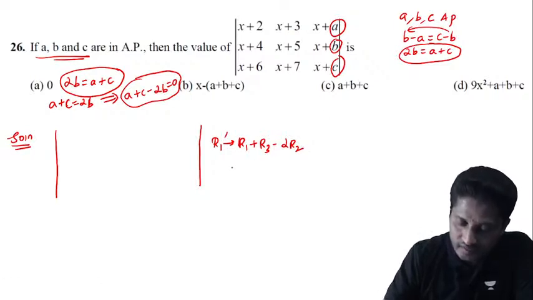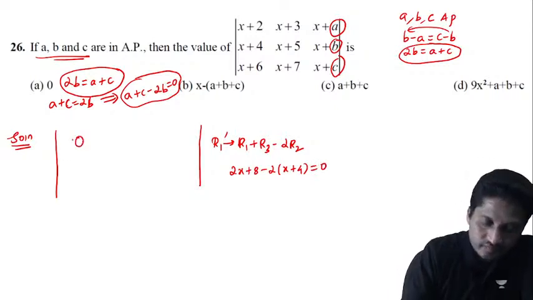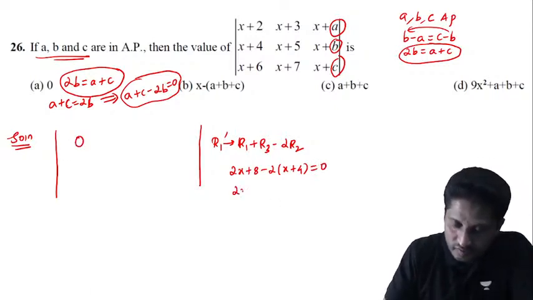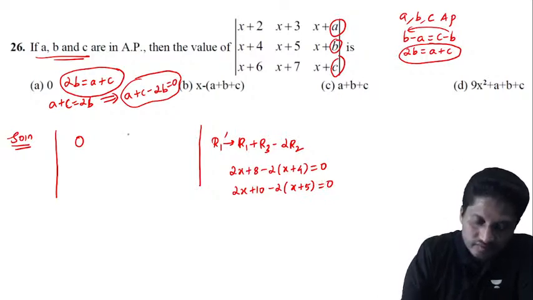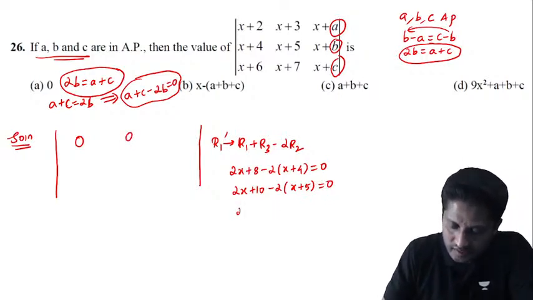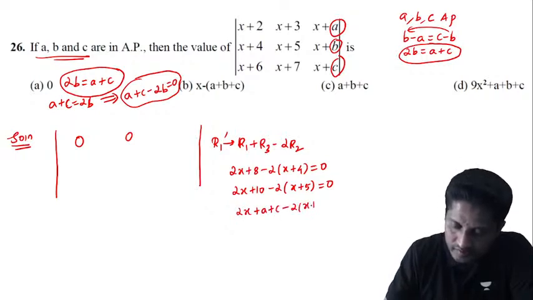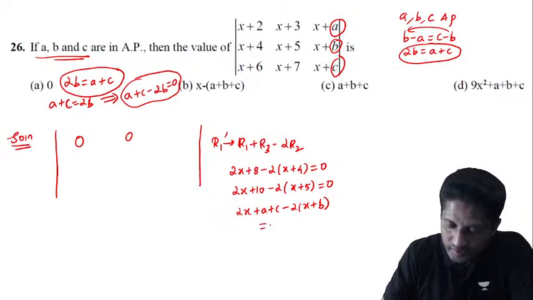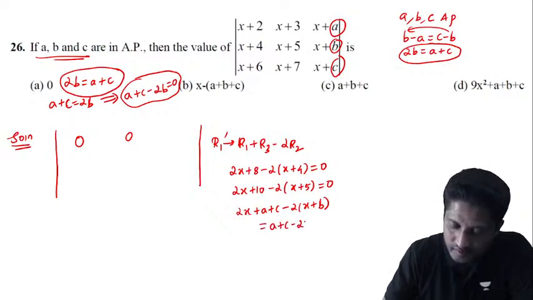R1 plus R3 is 2x plus 8, minus 2 times R2, which is 2 times x plus 4. If you open the bracket, you get 0. Again, R1 plus R3 is 2x plus 10, minus 2 times R2, which is x plus 5. If you open the bracket, you still get 0. R1 plus R3 is 2x plus A plus C, minus 2 times R2, which is x plus B. If you open the bracket, we get A plus C minus 2B, which is obviously 0.